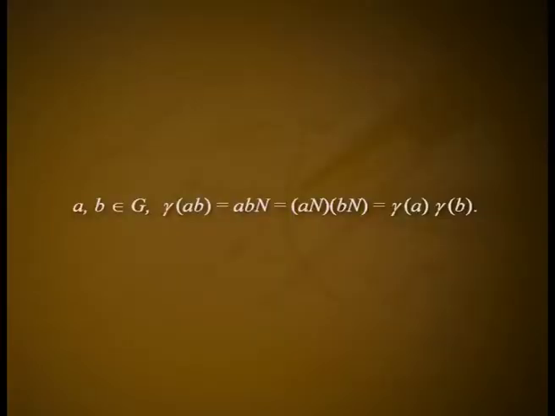Theorem 10. If N is a normal subgroup of a group G, then the canonical map or natural map γ from G to G/N given by γ(a) = aN for a in G is a homomorphism. Proof. For a, b in G, γ(ab) = abN, which is equal to aN · bN, which is equal to γ(a)γ(b).